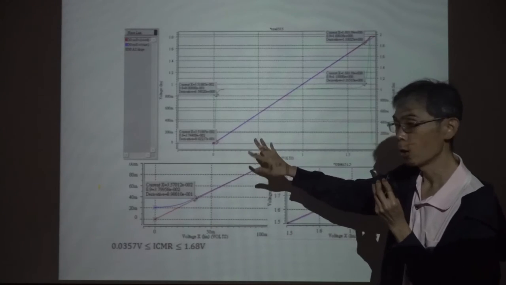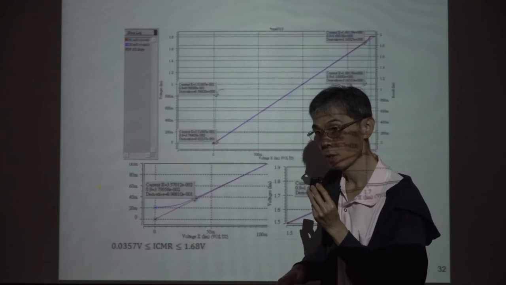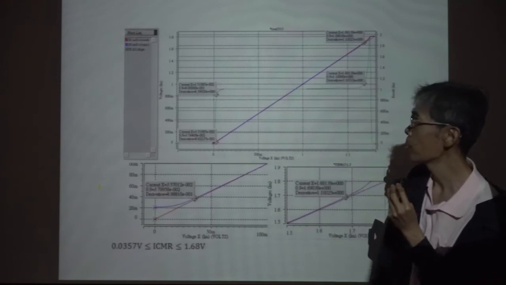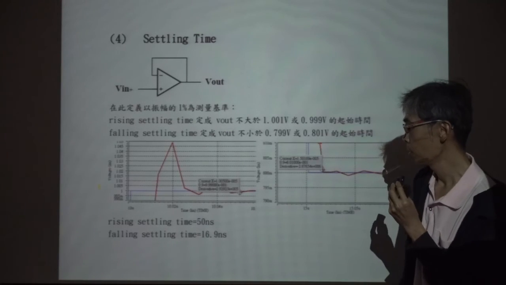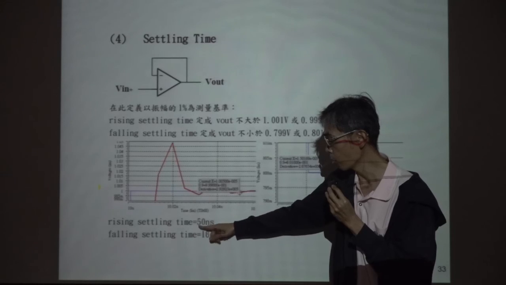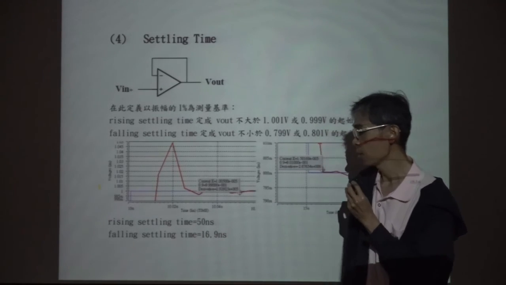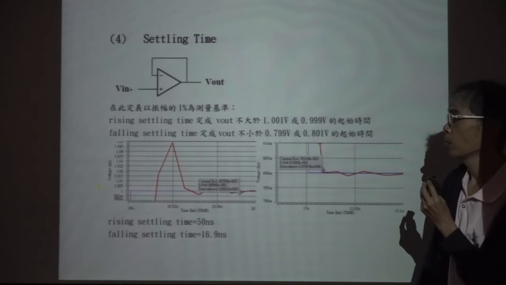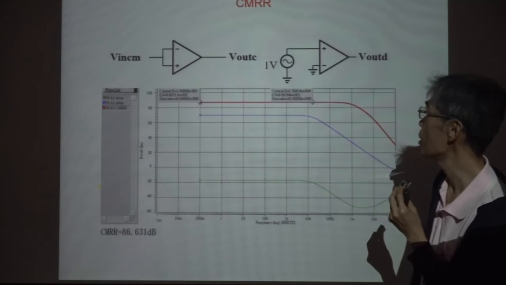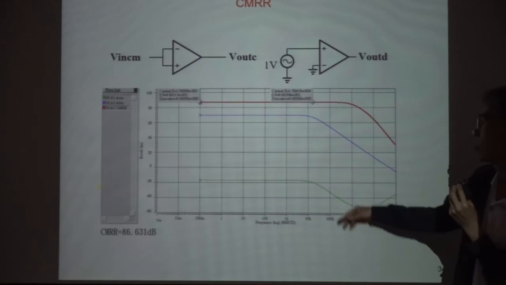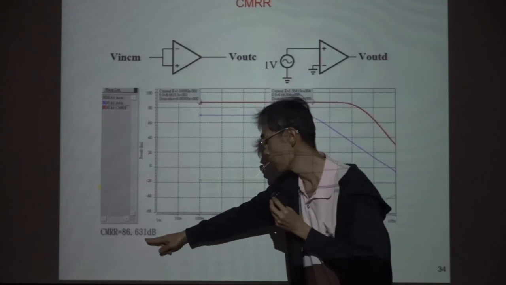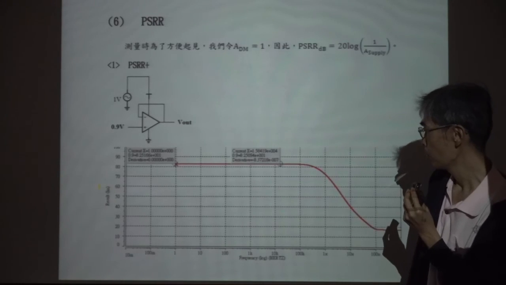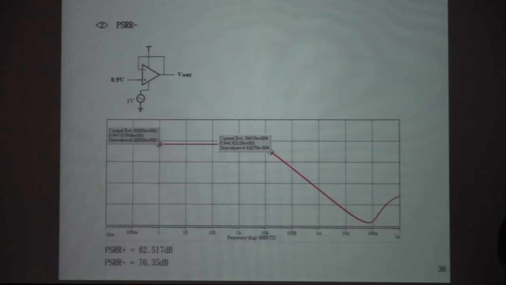So I have put all the contents you need in your report. These are all the contents, all the requirements. Next, settling time. You need to calculate your own result, rising settling and falling settling time. Next, CMRR. You need to calculate your CMRR value. Next, PSRR. Okay, next.